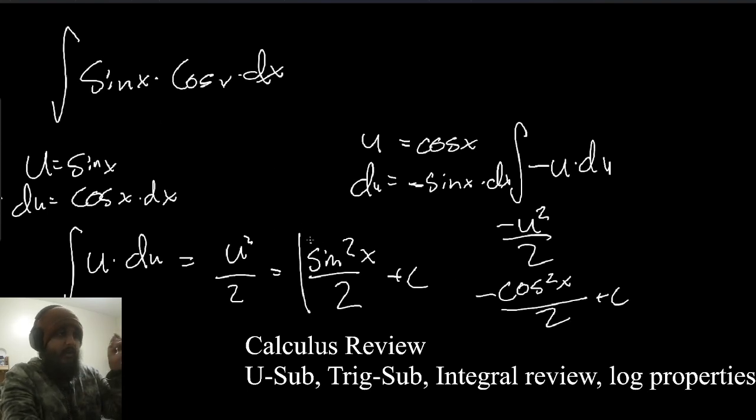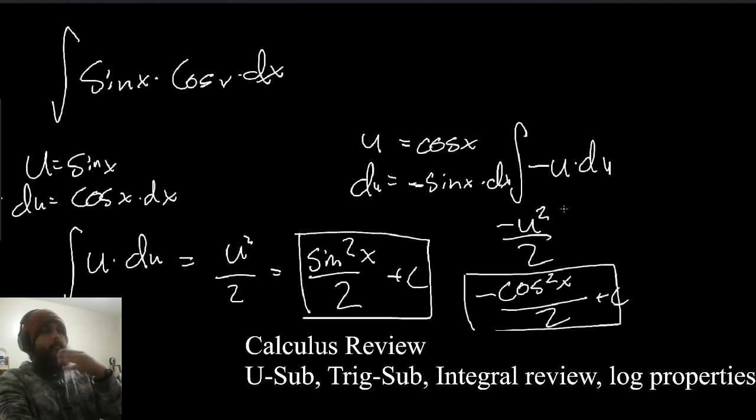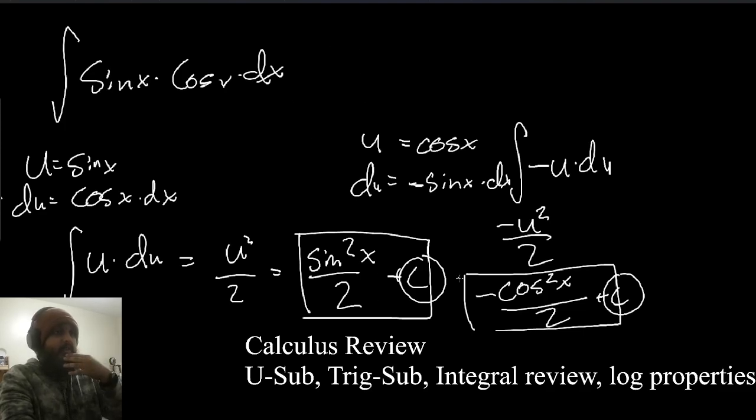Notice, from the same integral, we got two different answers. But notice, sine squared x does not equal negative cosine squared x. If I plug in 0 for x, that's not the same thing. So what's going on here? The c's are different. For whatever value of c we choose, we'll actually get different answers.